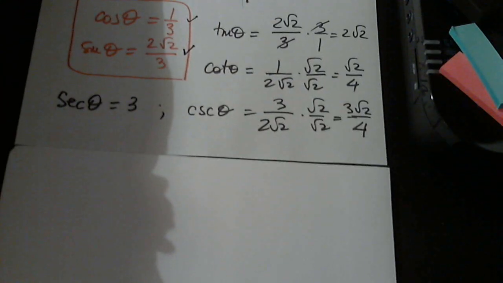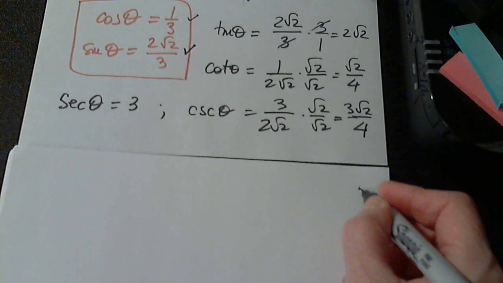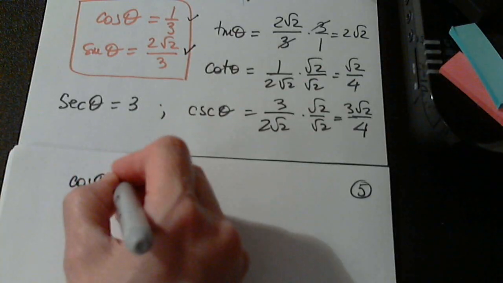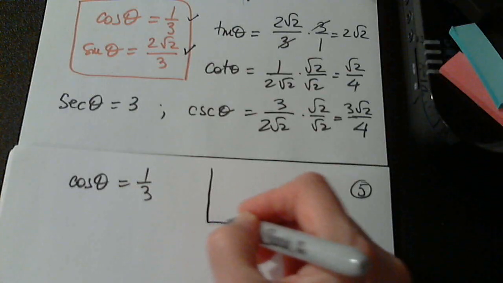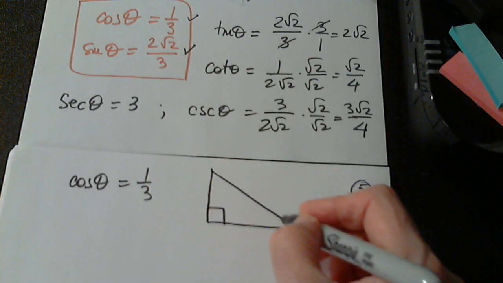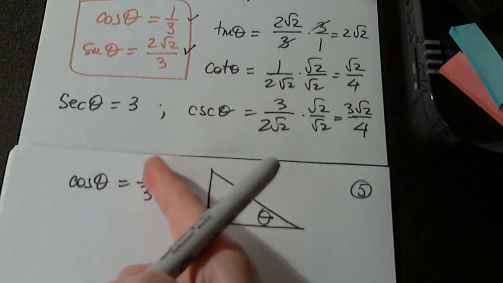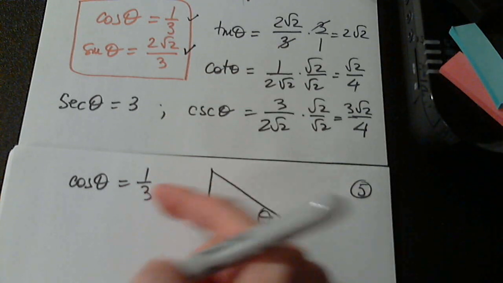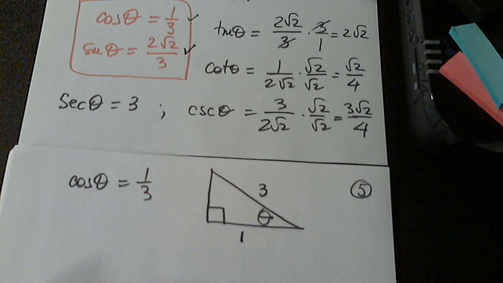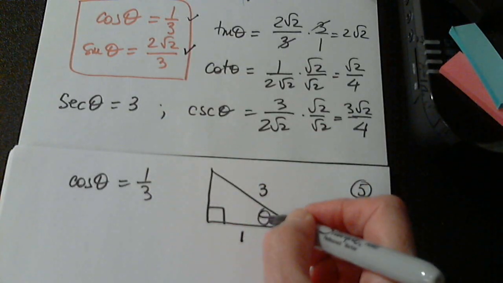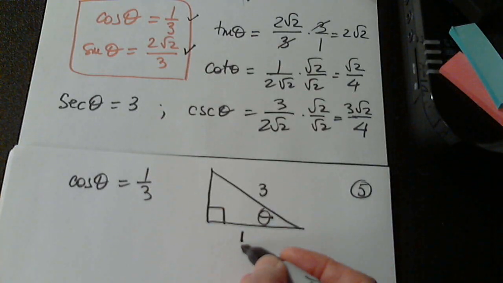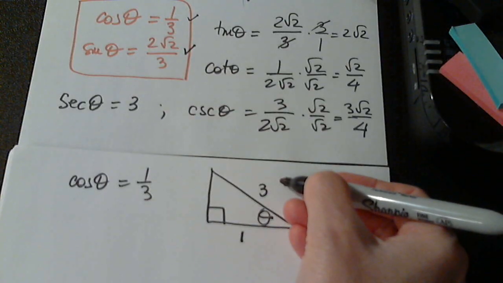Okay, and now what about not using identities? Okay, fine. So we're given cosine theta equals 1/3. There must be a right triangle with an acute angle theta whose cosine is the adjacent over the hypotenuse.